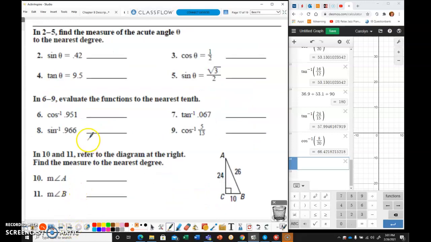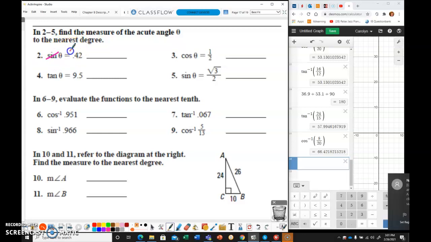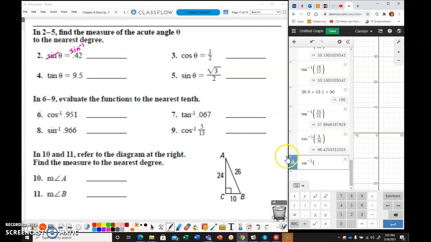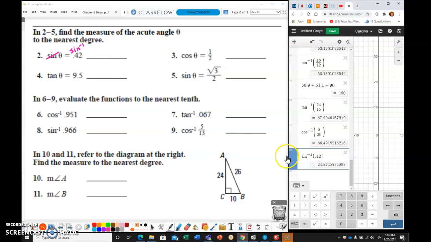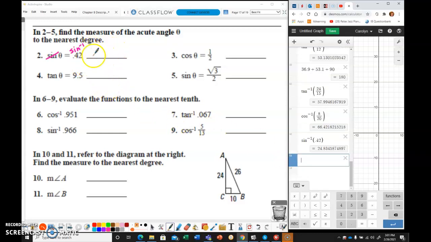Okay. Now we're going to do some practice ones. This practice might involve finding the angle measure. It might involve finding the side. We just have to determine what's missing. If I see theta, I know it involves finding the angle measure. So in order to find theta here, I'm going to do the inverse sine. I'm going to take this off this side and do the inverse sine of 0.42, which gets me 24.8 degrees.